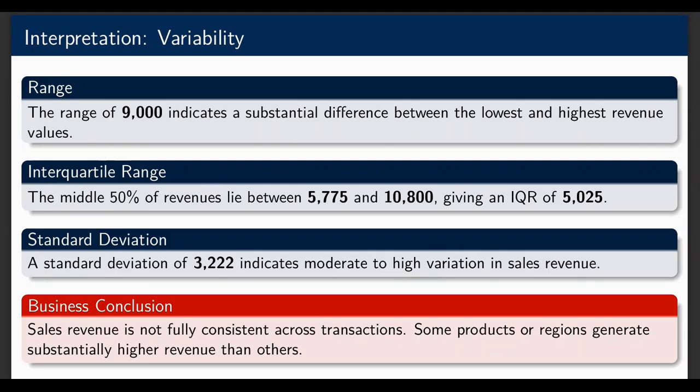And the standard deviation of 3,222 indicates moderate to high variation in sales revenue. So the business conclusion is that sales revenue is not fully consistent across transactions. Some products or regions generate substantially higher revenue than others, and this was our main question that we started with at the beginning of this session.